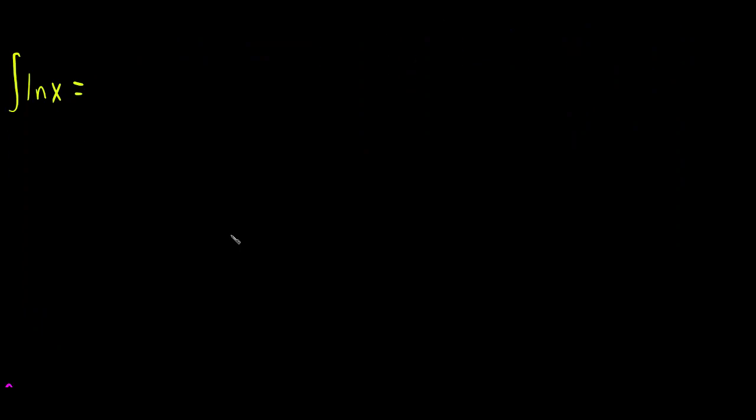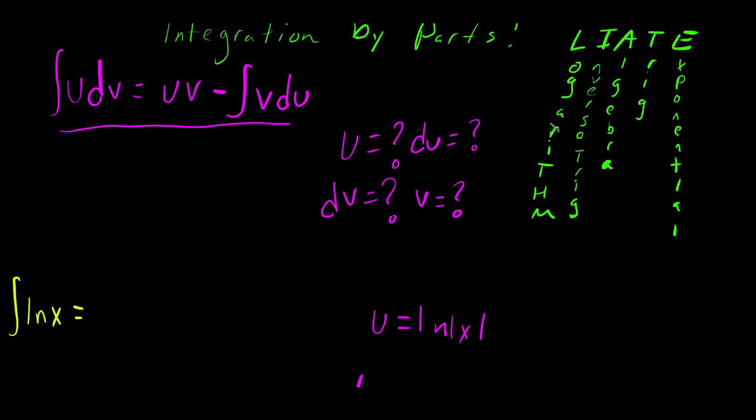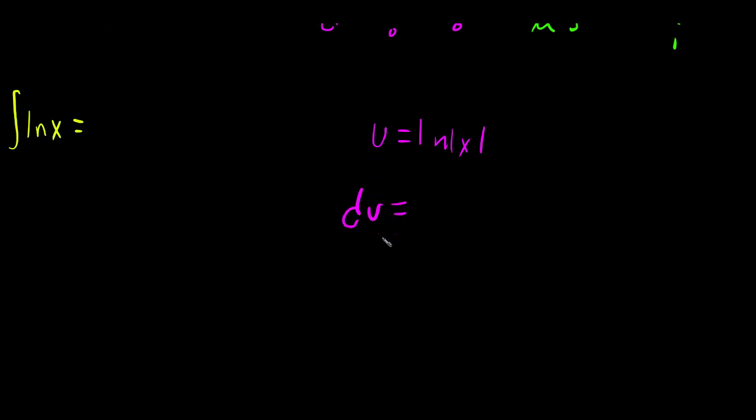So looking at this first problem, I know I need to find a u and a dv. It might not seem obvious what my dv is. Well, obviously my u is just going to be ln of x, because looking at the acronym up there, logarithm is the first thing, and ln of x is a logarithm. So that's going to be what my u is.